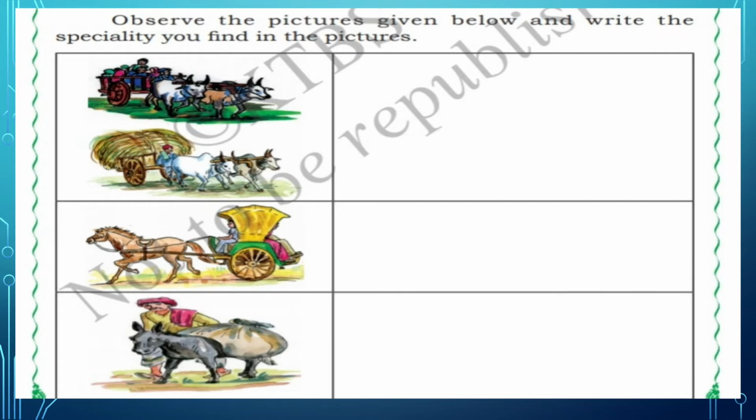The first picture is of a bullock cart. Here two pictures of bullock carts have been given. In the first box they have given two pictures of bullock carts, where in the first picture people are sitting in the bullock cart and moving, and in the second picture a man is transporting some goods in the bullock cart.